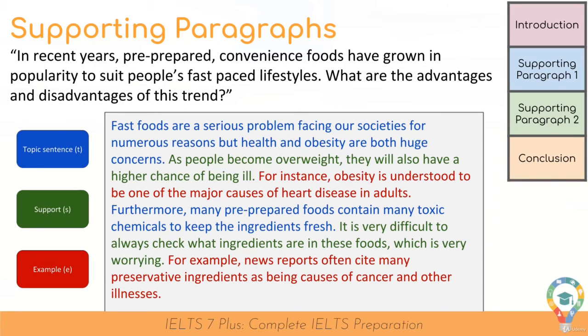Furthermore, many pre-prepared foods contain many toxic chemicals to keep the ingredients fresh. It is very difficult to always check what ingredients are in these foods, which is very worrying. For example, news reports often cite many preservative ingredients as being causes of cancer and other illnesses. So I've highlighted the topic sentences in blue, the support sentences in green, and the example sentences in red. I do suggest having 2 of each of the sentence types in each of your paragraphs. That way, you'll fully explore your ideas and answer the question in full.